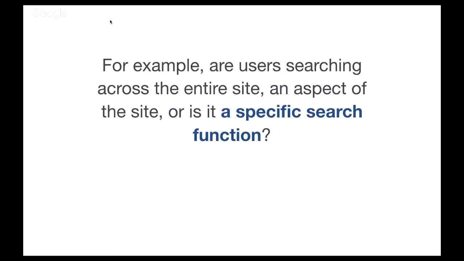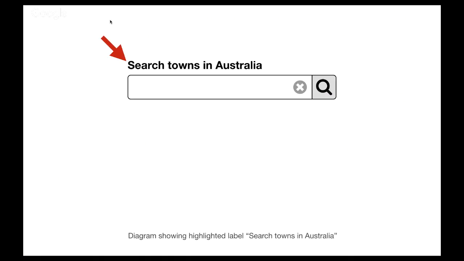So users, when they come to a search box, may not know whether it's a search box for the entire site, or an aspect of the site, or if it's for a specific function. So in this diagram, there's a clear label above the input box, and it says "Search towns in Australia". So immediately you know you're not searching the site, you're searching a particular type of function.